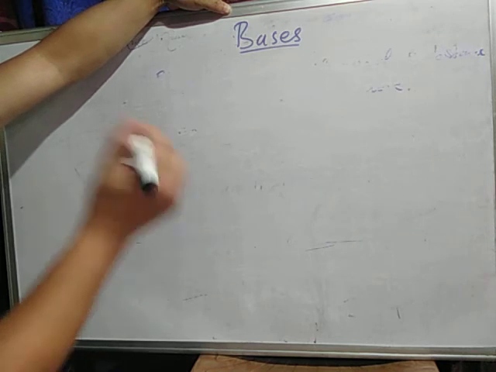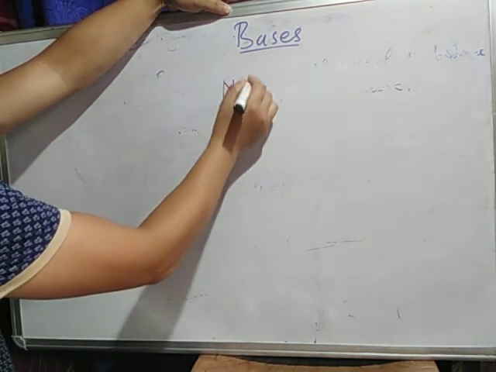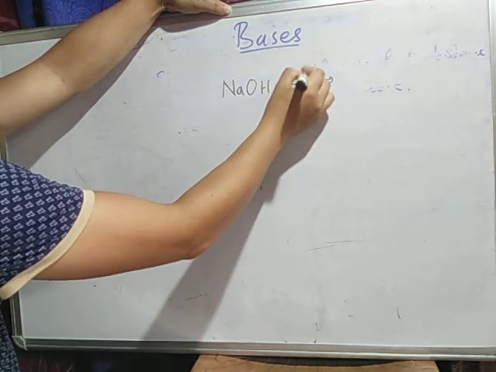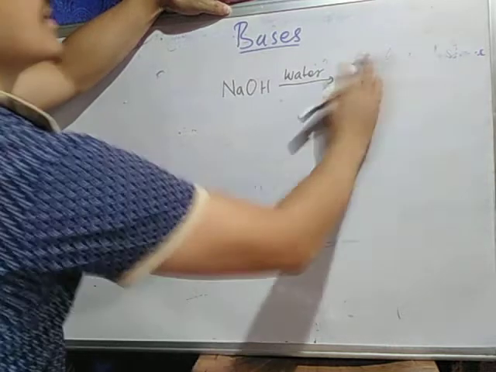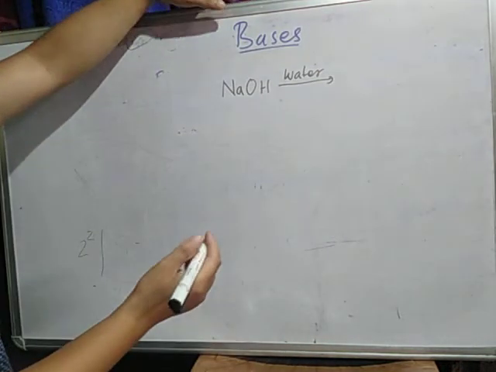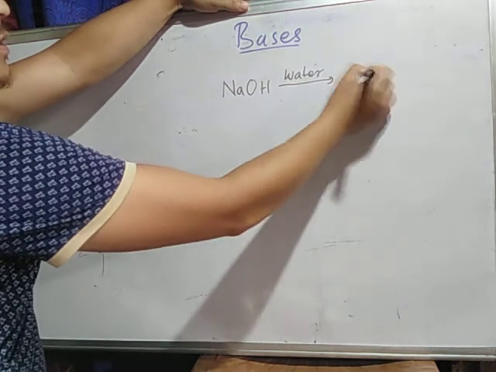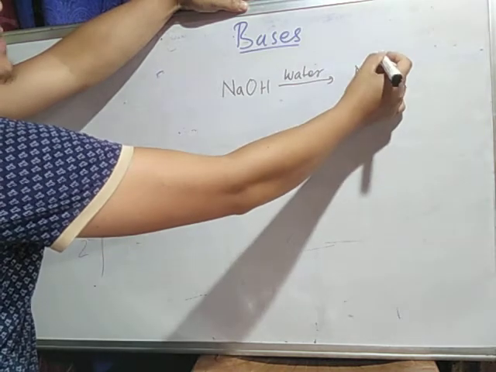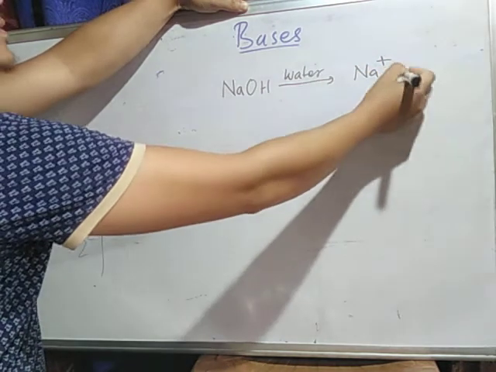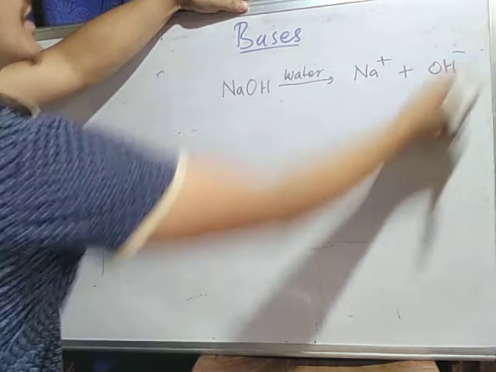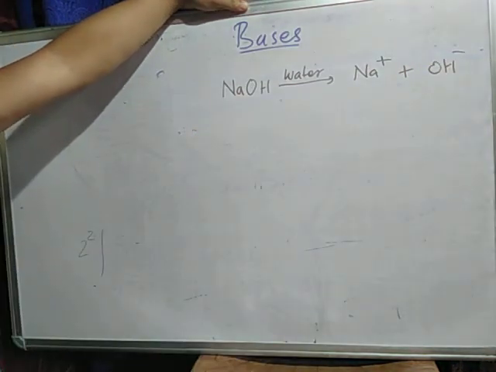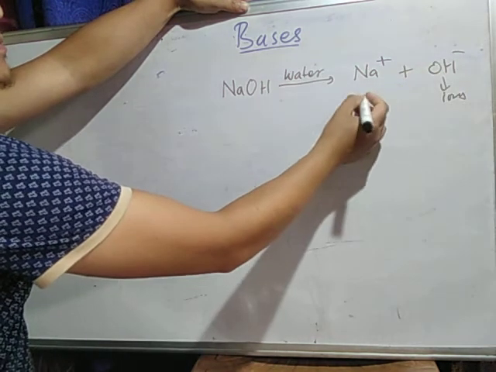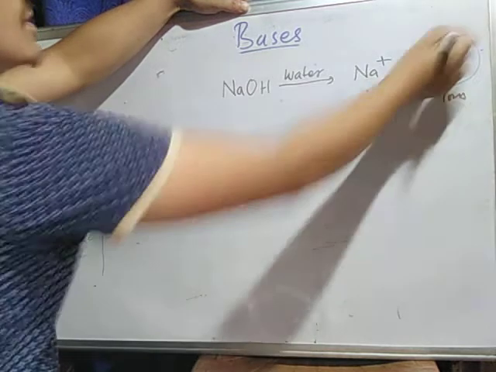So let us take a base. Whenever you mix your chemical substance base with water, it dissociates, breaks into two parts. Dissociate means breaks into. So positive of sodium and negative of hydroxide. So these are ions, isn't it? Hydroxide ions and sodium ions. So this is common in all the bases.